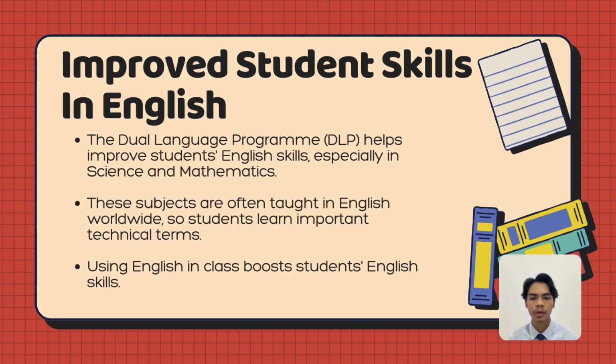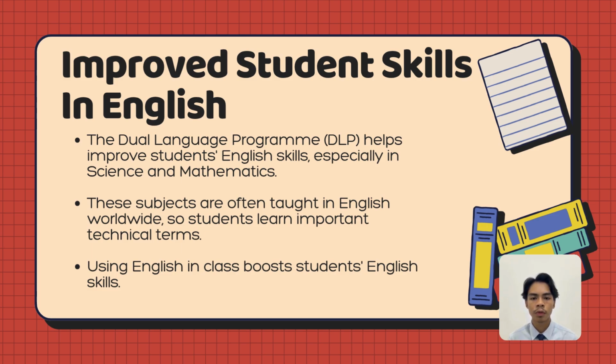These are subjects that use a lot of technical terms that are almost always in English when used internationally. By learning science and maths in English, students are not only mastering subject content, but also absorbing key academic vocabulary that gives them an edge. For example, when students study concepts like photosynthesis or algebra in English, they are becoming more fluent in using the language in a technical context.